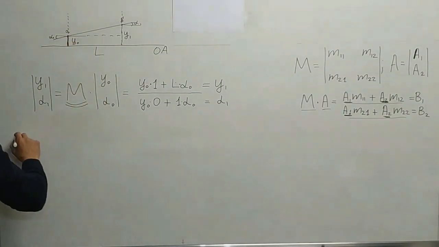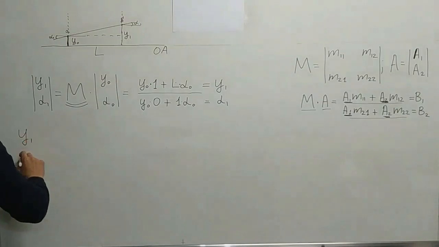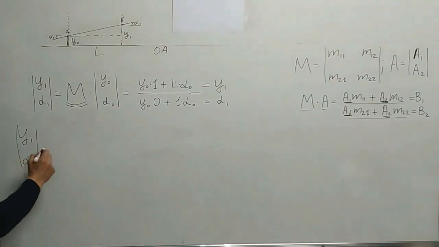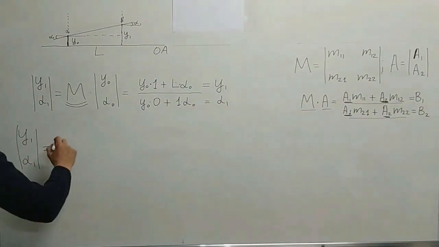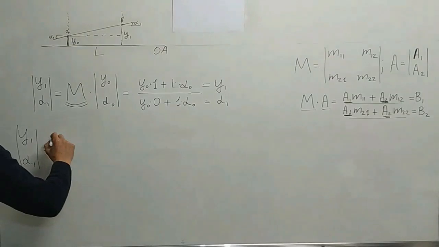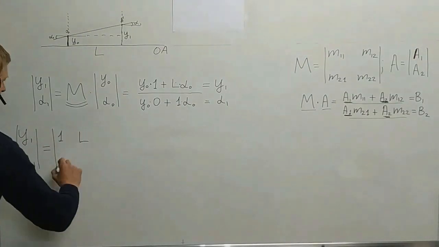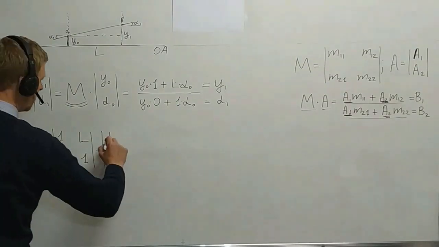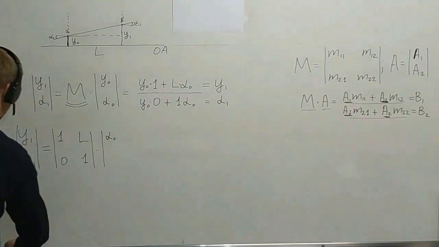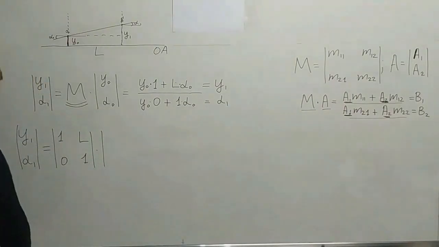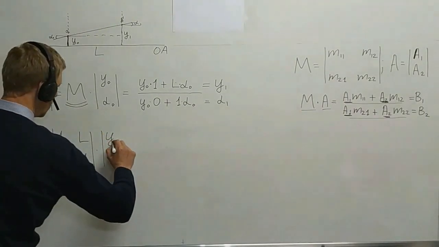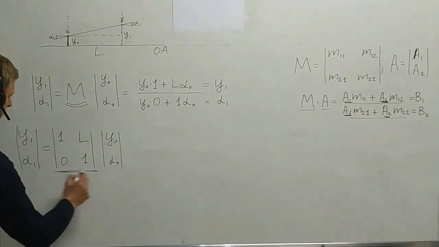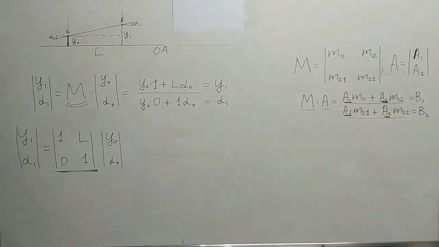So I can write y1 alpha 1 is equal to the matrix 1, L, 0, 1, times y0 alpha 0. And this matrix which we found is a simple translation matrix.